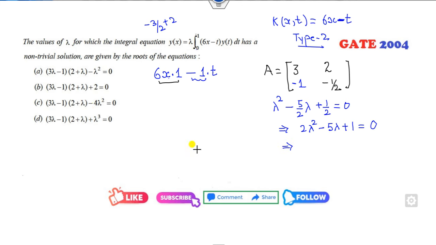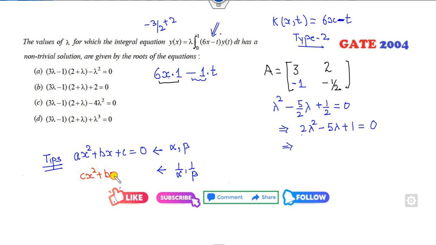Fine. So that's a very simple thing you can do. Always remember, these are the eigenvalues of A, but we need the eigenvalues of this. If ax square plus bx plus c is 0 is the equation, and whose roots are alpha and beta, can you find the equation whose roots are 1 over alpha and 1 over beta? That's very simple. I can write it as cx square plus bx plus a. Fine. And we know the eigenvalues of this are the reciprocal of this.